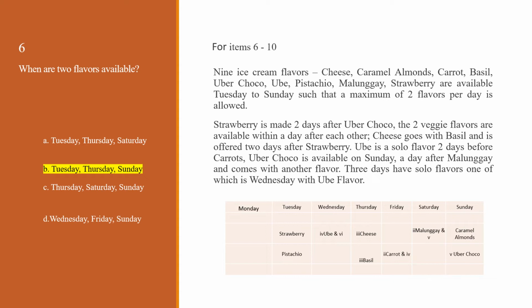So if strawberry is made 2 days after Ube Choco, we will have to be very careful that a week iterates. So Sunday is followed by Monday, Tuesday, and so on. So you will have to be careful about this given that strawberry is made 2 days after Ube Choco. Just take note of that. And 2 veggie flavors are available within a day after each other. So the veggie flavors would be carrots and malunggay.